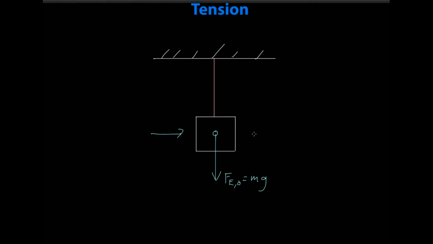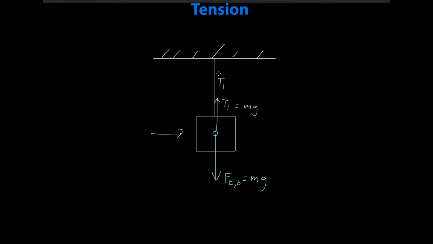Now, I'm going to say this object is not going anywhere. And the question is going to be, what is tension 1? What is the tension in this string? Well, if this object isn't going anywhere, that means there must be a force upward that matches force Earth. And that, of course, is tension 1. Tension 1, therefore, must be equal to mg.